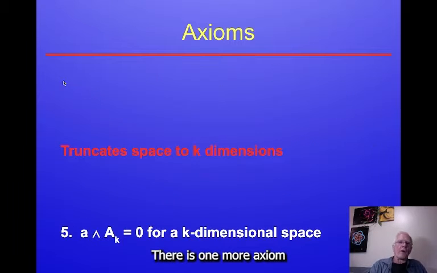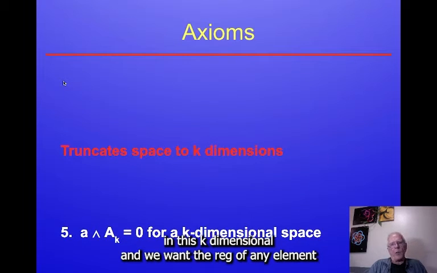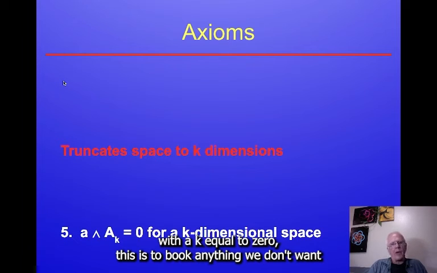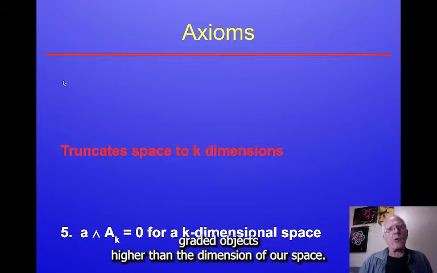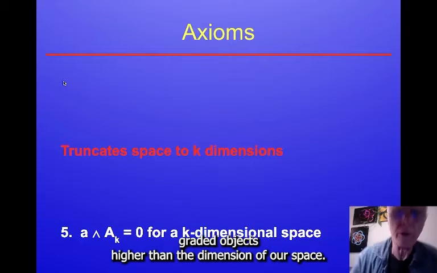There is one more axiom. If the space we're working in is k-dimensional, then we want the wedge of any element with A sub k equal to 0. This is just a bookkeeping thing. We don't want graded objects higher than the dimension of our space.